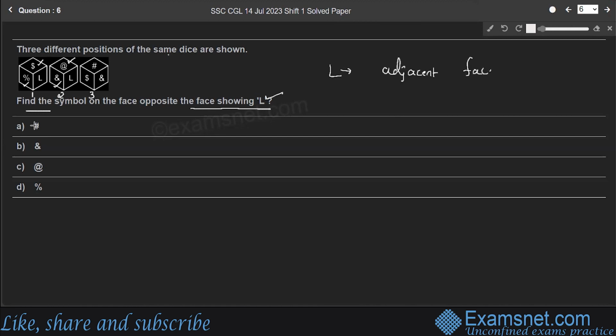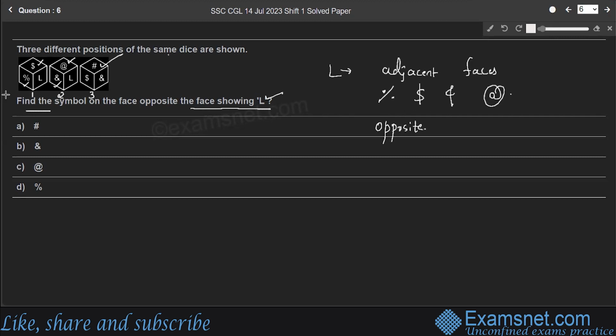Adjacent faces of L. From the first position, adjacent faces are percentage and dollar symbol. From the second position, adjacent faces are ampersand and at the rate of, right? Therefore, which is the remaining face? So hash, right? Which is in the third figure or the third position. Therefore, opposite face of L.